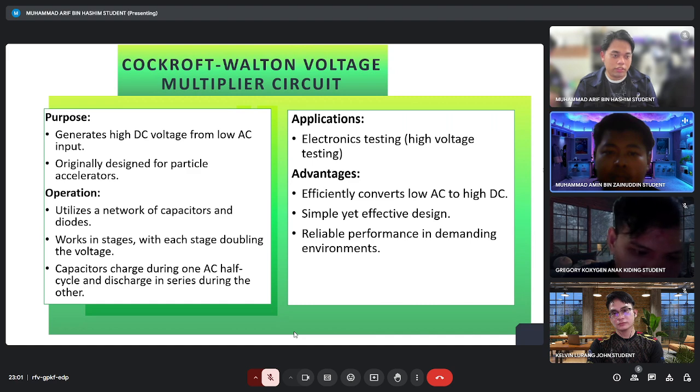capacitors and diodes, and the capacitors charge during one AC half cycle and discharge in series during the other cycles. So for the application, it is mainly for electronic testing, for example, high voltage testing. And the advantage of this Cockcroft-Walton voltage multiplier circuit is it is efficient to convert from low AC to high DC, and a simple but effective design, and also reliable performance in demanding environments.